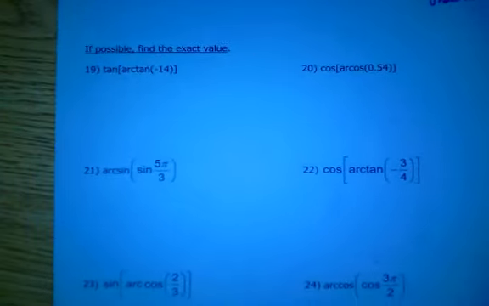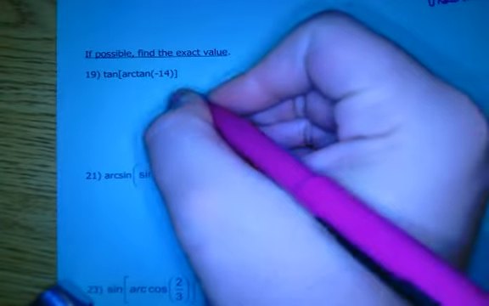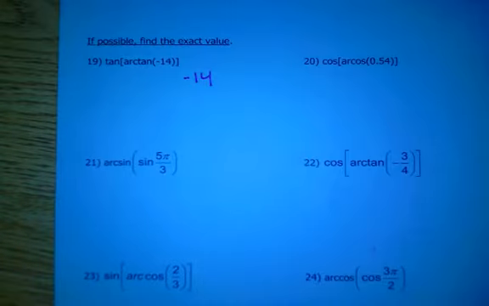Okay. Can we use the calculator for these? The tangent and inverse tangent cancel each other out. And then you do -14. Tangent, arctangent, cancel each other out. Sine, arcsine would cancel each other out. Cosine, arccosine would cancel each other out.